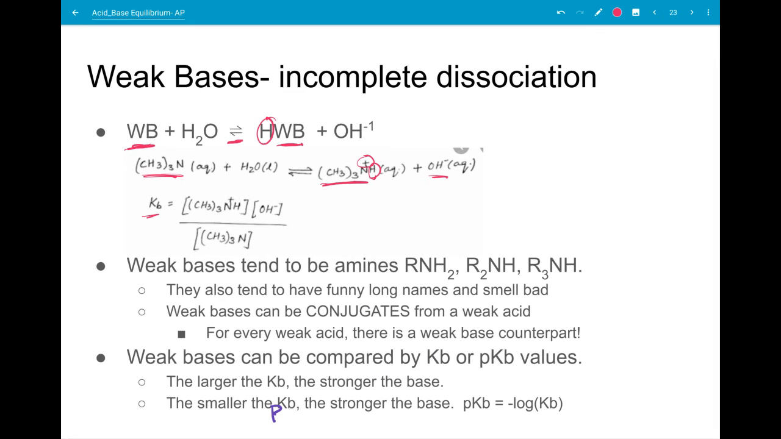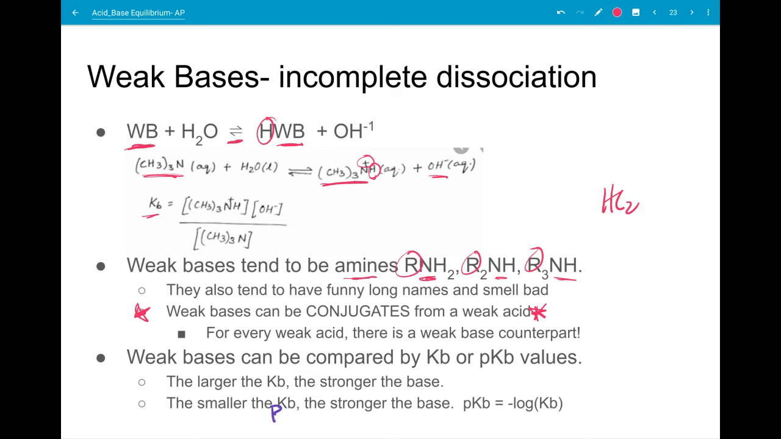Weak bases tend to be amines, which tend to be made with nitrogens and hydrogens. R is just a functional group or something hanging off of your functional group, and amine is actually a functional group. They tend to have funny names, and weak bases can be conjugates from a weak acid. I would highlight this part because it's usually how you see it.